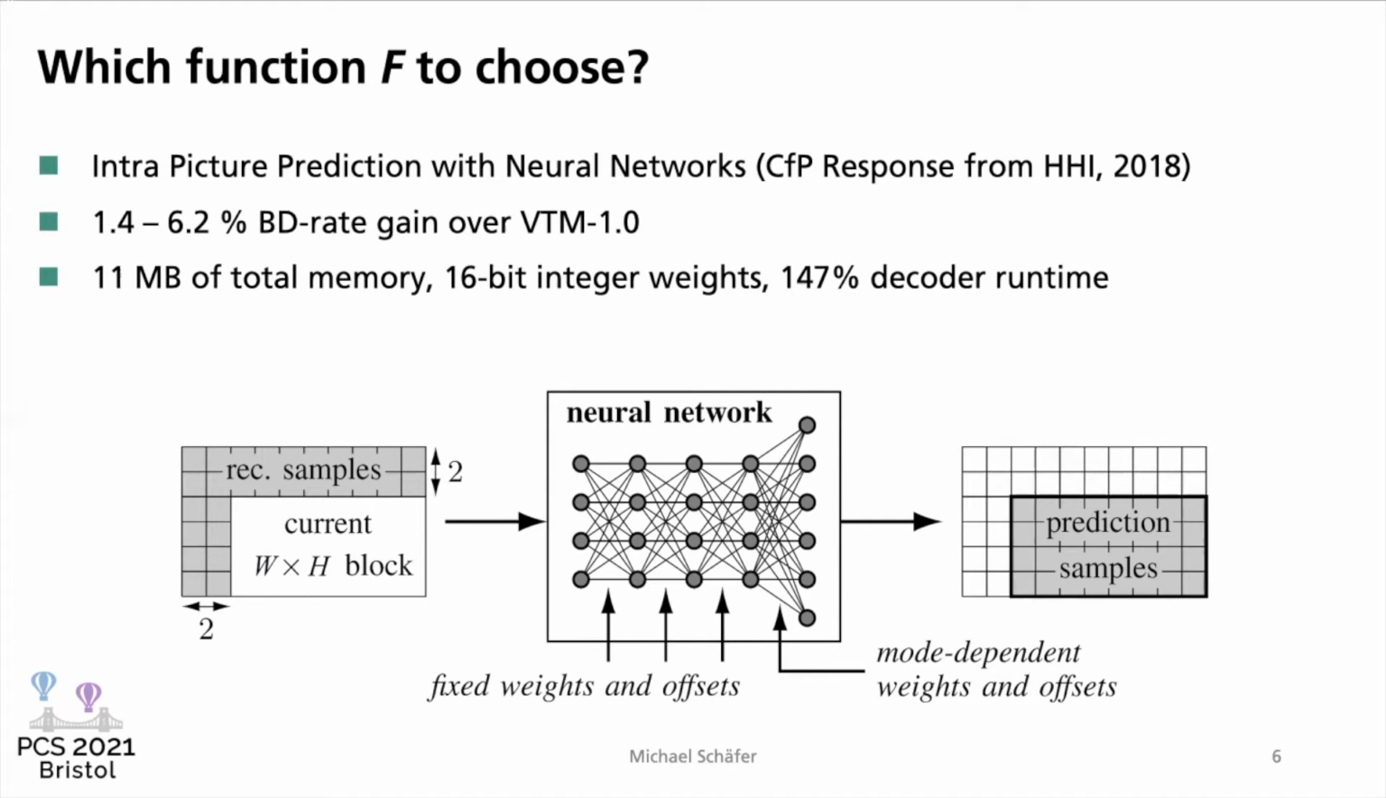We demonstrated BD-rate savings of up to 6.2% over the VVC test model 1.0, using 16-bit integer weights, which accumulate to 11 megabytes of total memory. Also, the decoder runtime overhead seems modest compared to other neural network-based techniques for video coding.